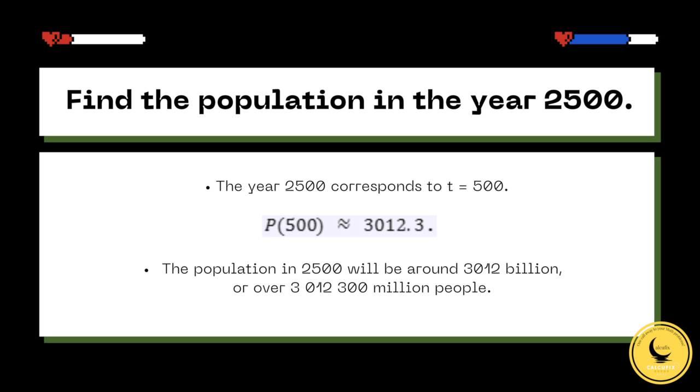Finally, let us find the population in the year 2500. The year 2500 corresponds to t = 500, where P(500) is equivalent to 3012.3. Therefore, according to the projection, the population in 2500 will be around 3012 billion, or over 3012 and 300 million people. This is an excessively significant amount for the world population.